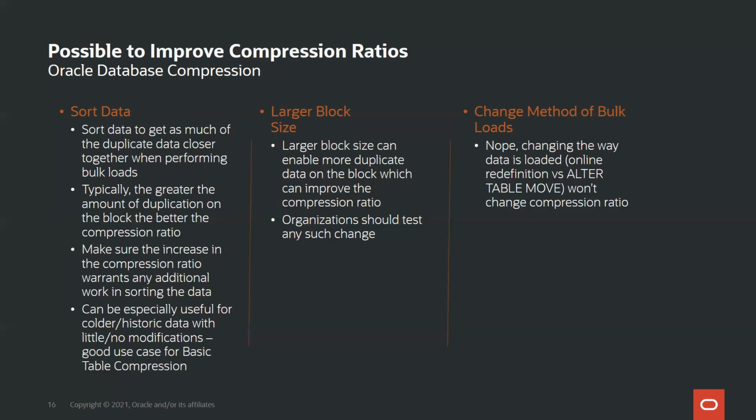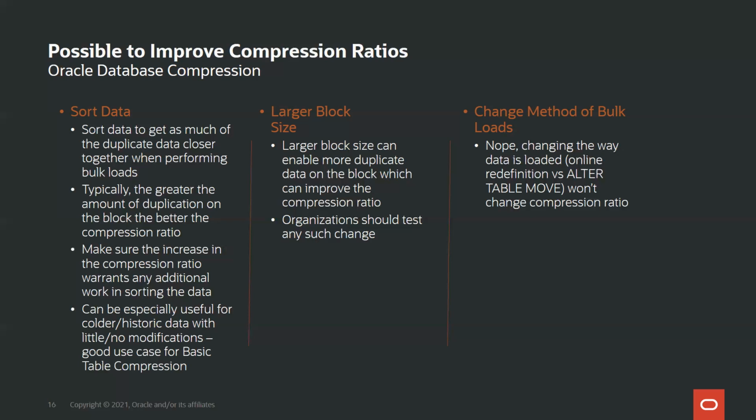Can you change the method of bulk loads? If you change the method of how you load your data, will that impact the compression ratio? Typically, no. Changing the way data is loaded, whether you're using online redefinition or alter table move, won't change the compression ratio.